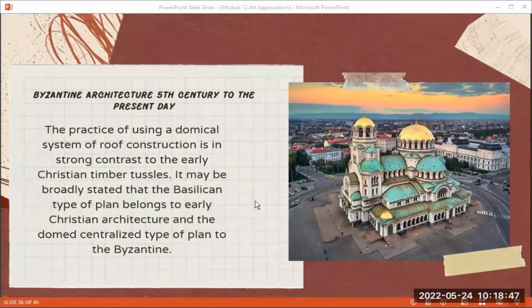Now, the practice of using a domical or dome system of roof construction is in strong contrast to the early Christian timber trusses. It may be broadly stated that the basilican type of plan belongs to early Christian architecture and the dome centralized type of plan to the Byzantine.